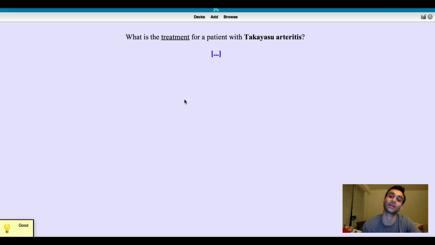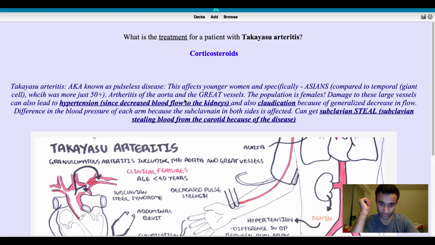Treatment for a patient with Takayasu arteritis. Takayasu arteritis, just by the fact that it's named by a Japanese man, implies that it was founded in a Japanese population, and specifically with Japanese women under the age of 50 usually, and the treatment is always steroid. Anything rheumatological is steroids, because this is inflammation of the arteritis.